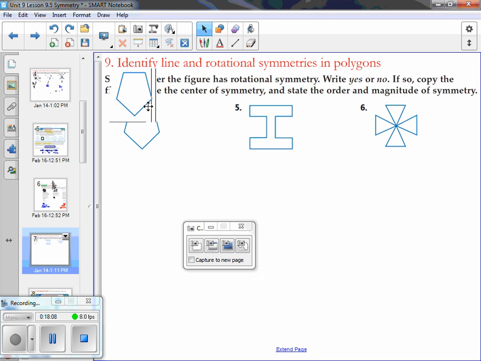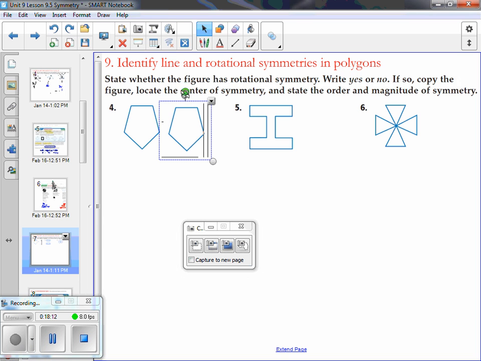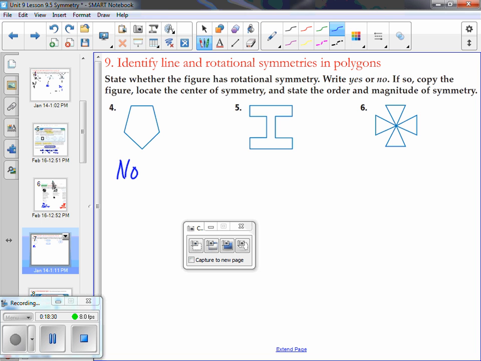Hey, I don't know why those extra lines are there. It's weird looking. If I take that, does it look identical to the one I started with? No. No. And well, now it does. I'm back to literally back to where I started. So that didn't work out so well. So no, it does not have rotational symmetry. So no order, no magnitude.